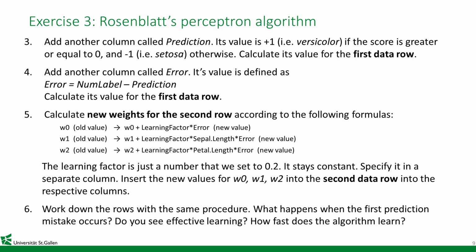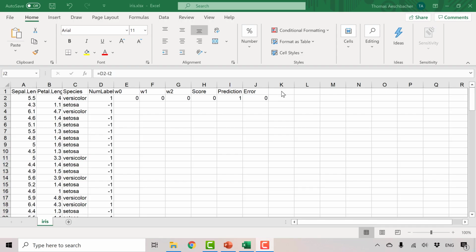If we set the learning rate too big, we might overshoot. Overshooting means that the algorithm will wiggle back and forth too much. And if the learning factor is too low, it takes many observations for the algorithm to learn how to classify the two flowers accurately. Let us continue by creating a new column, learning factor, with a constant value of 0.2.